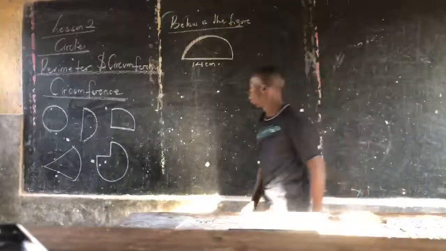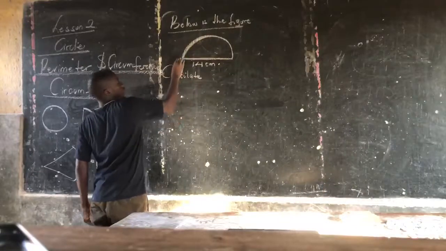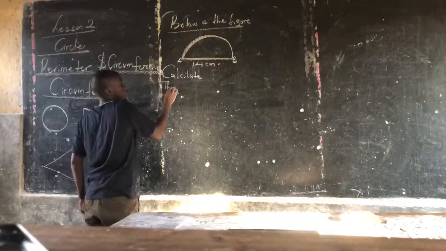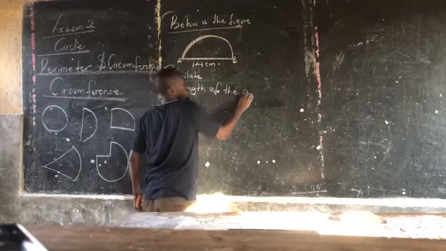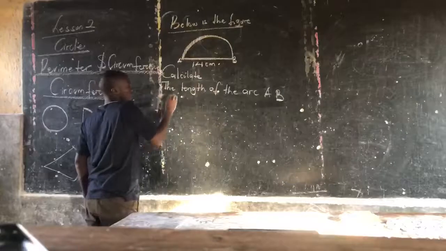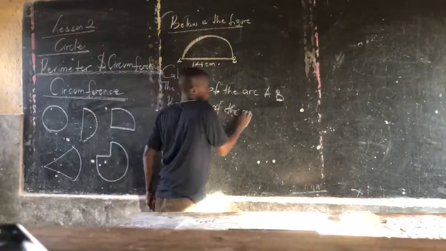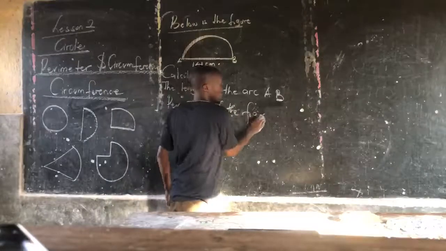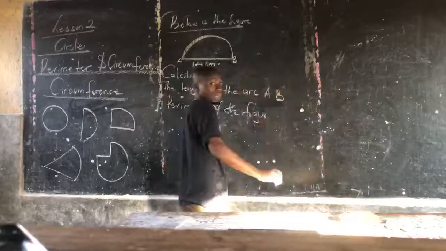Are you getting me? Calculate, we call it A, B. Calculate number one, the length of the arc AB, and number 2, the perimeter of the figure. So that's the question. That is our question.